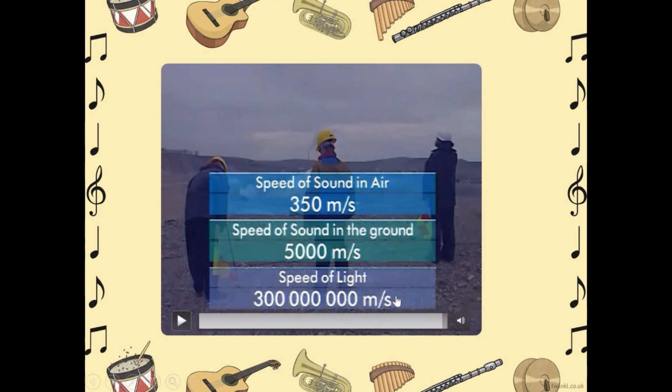Okay, so we can see that light is much faster than sound. But our focus here is between the speed of sound in the air and the speed of sound in the ground, in the solid. As we can see, sound travels much faster in solid, in the ground, than the air. Again, because the particles in the solid are very packed together. So even if one of them moves, the rest are moving very quickly, very fast.